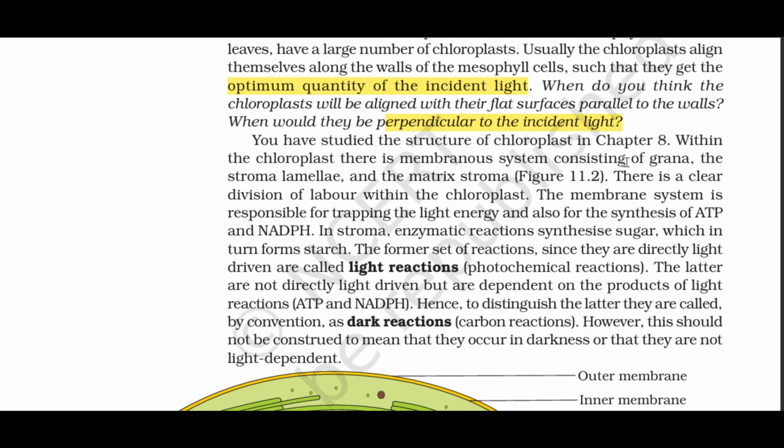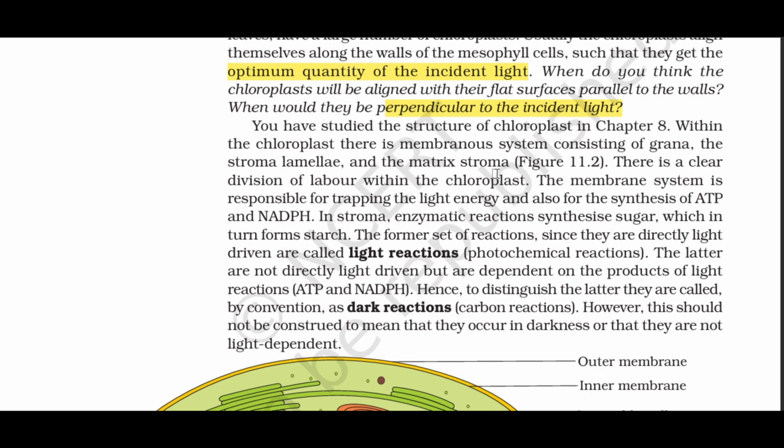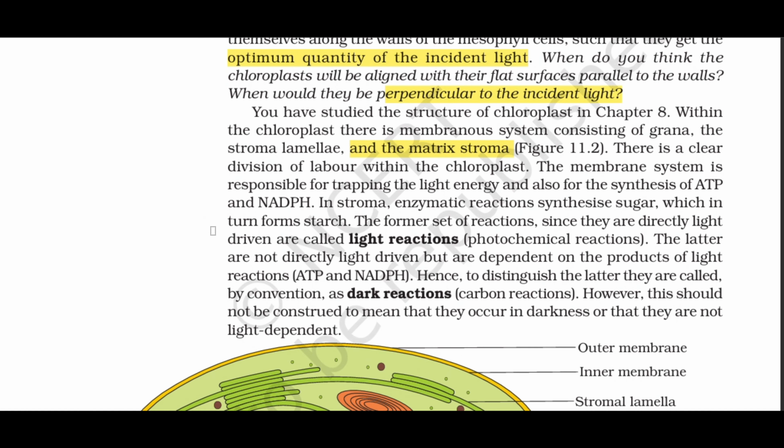Within the chloroplast there is a membranous system consisting of grana, the stroma lamellae, and the matrix stroma, figure 11.2. There is a clear division of labor within the chloroplast. The membrane system is responsible for trapping the light energy and also for the synthesis of ATP and NADPH. In stroma, enzymatic reactions synthesize sugar, which in turn forms starch.